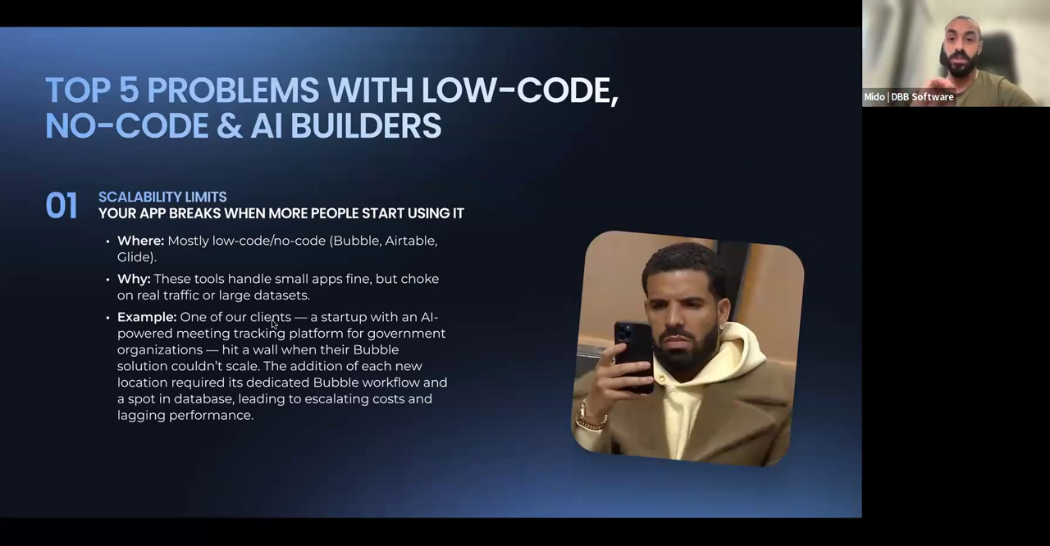The first issue is the most important one: scalability limits. I will tell you a real example that we faced with our clients. It's a startup that had a tracking meeting platform for a government organization. They built it on Bubble, about a year ago. When their business started to become a little bit bigger and more sophisticated, they couldn't handle everything, and they faced a lot of scalability issues. They were stuck, and just as simple as that, they reached the limit of capabilities that their product can do. At this point, it was a bottleneck, and you hit a wall.